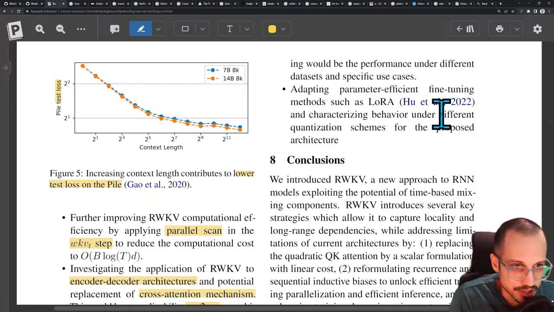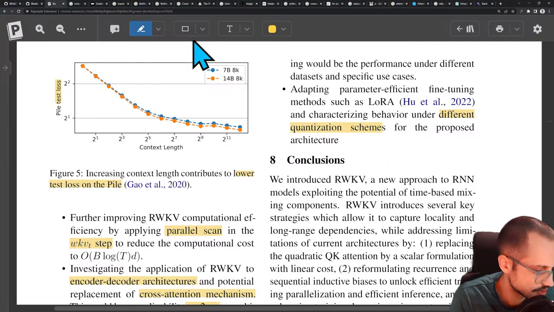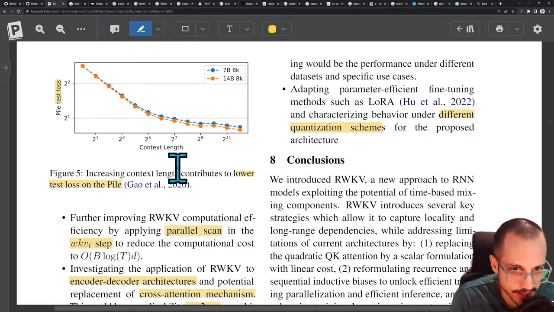And different quantization. So, right, you want to be able to run this at lower precision data types so that you can run it on smaller compute packages, such as edge devices, right? Everybody wants to be able to run an LLM on a phone or a Raspberry Pi. So quantization is the path to that.